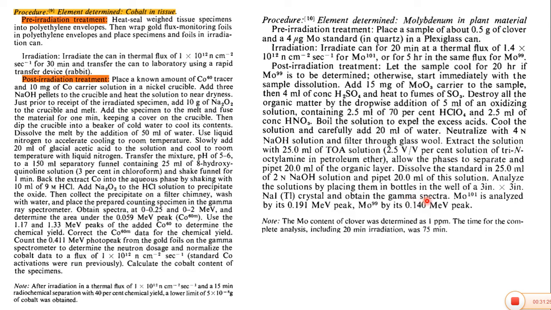Okay, so the gamma spectrum is obtained. Molybdenum-101 is analyzed by its 0.191 mega electron volt peak, and molybdenum-99 by its 0.140 mega electron volt peak. So these are the two peaks that we obtain in a sample material, and due to this we are able to calculate its quantity as well. The molybdenum content of the clover was determined as 1 ppm. The time for the complete analysis, including 20-minute irradiation, was 72 minutes.